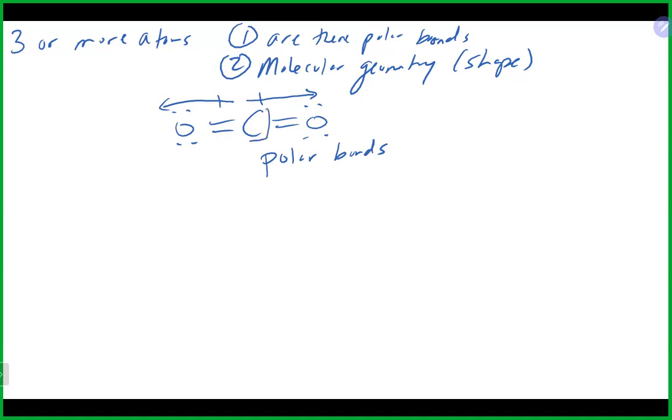This central atom has how many electron pairs? It has 2 electron pairs when we're doing geometry, right?